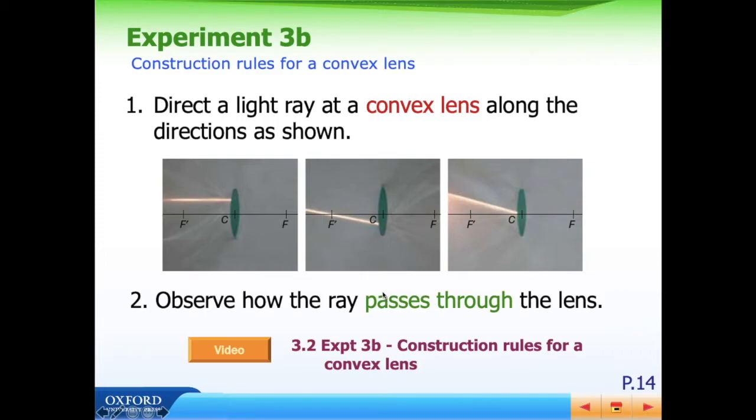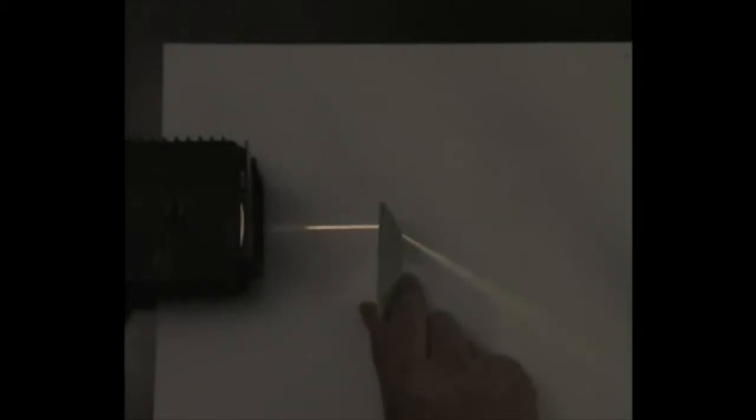Now, to see this in action, I want you to watch this video clip in relation to this experimental setup, the construction rules for a convex lens. Direct a light ray from a ray box. Slowly slide a convex lens perpendicularly across the light ray. Notice how the ray passes through the lens at different positions.